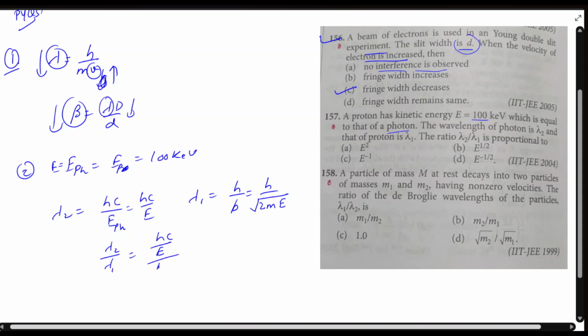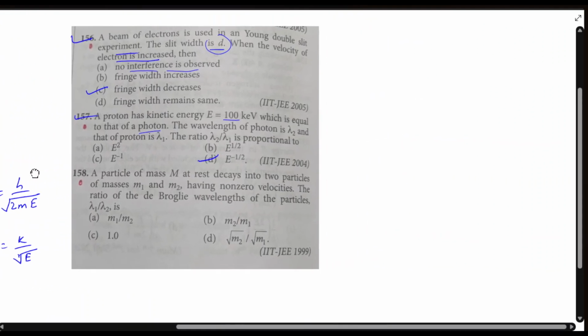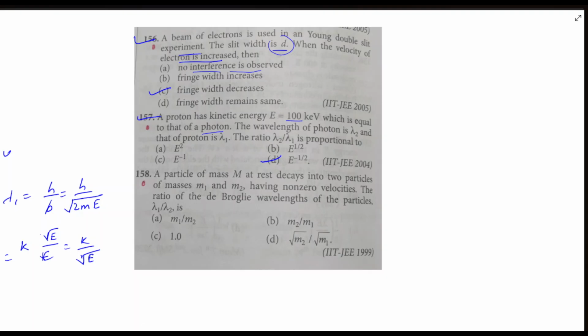So we will get h upon root 2m, so it will be some constant k, and this will be root E upon E. So it will be k upon root E. So it will be E to the power minus 1 by 2. So D will be the option, right? Let's move on to our third question.